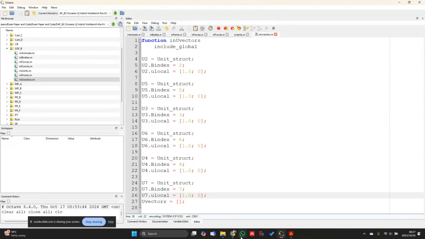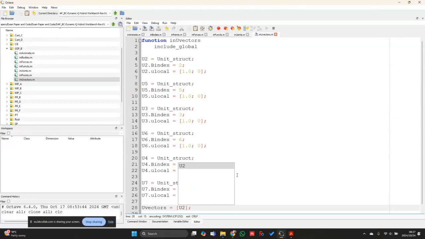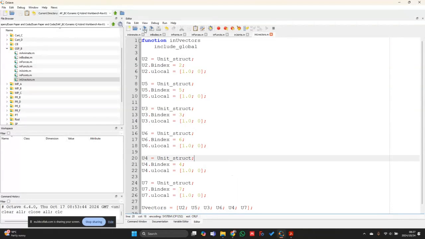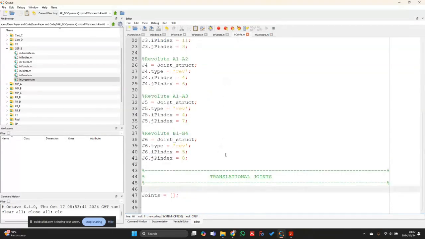Okay, so I also defined it in such a way that U2 and U5 are called after one another, so subsequently. In this case, when I then call the unit vectors, it just makes it a bit easier to go through the list 1, 2, then 3, 4, then 5, 6. So once I've done this, I just have to group them in that order as well in this U vectors list. So I'm just going to make this U2, U5, U3, U6, U4, U7. Okay, so now I have all of the unit vectors that I need to specify those translational joints.